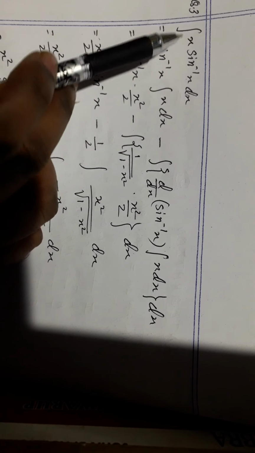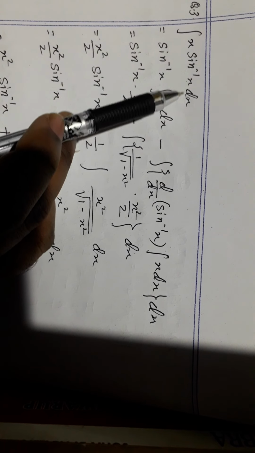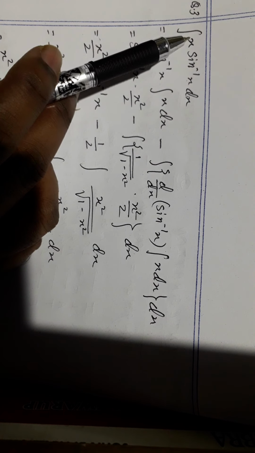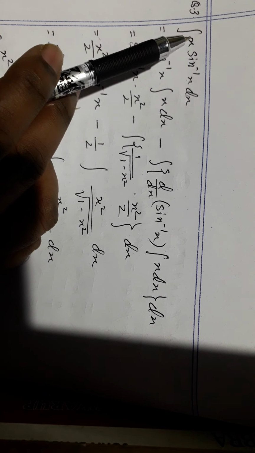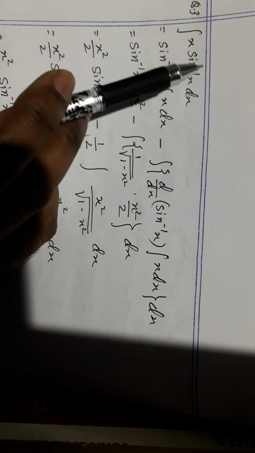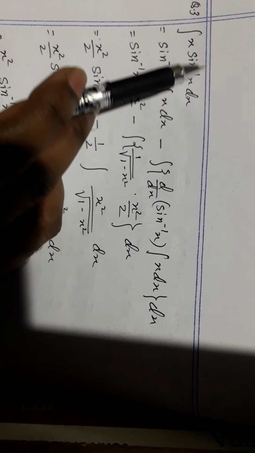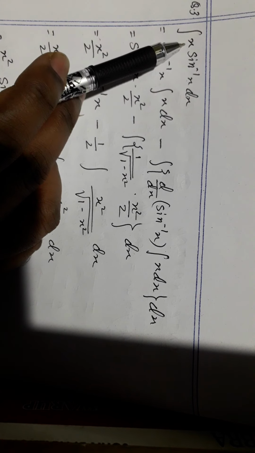So I'll explain another question here. So we have this integration x sine x dx. Okay, so if you use the ILATE formula, I is inverse, and inverse appears before the algebraic, so we have to take the first function as sine inverse x, and the second function I'll choose as x.